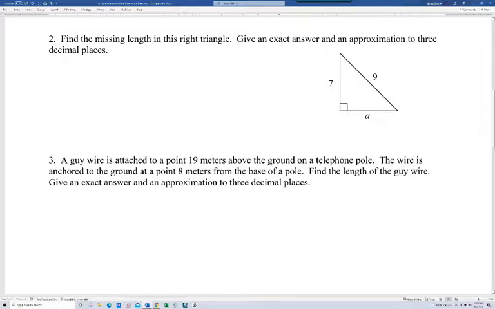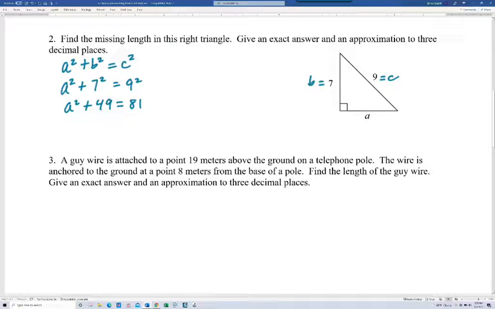All right, let's move on to number 2. It says find the missing length in this right triangle, give an exact answer and an approximation to 3 decimal places. So here we need to find A, which is one of our legs. So I'm going to go ahead and, again, I'll write down Pythagorean theorem. C is 9. Remember, the longest side is our hypotenuse, and so that means the 7 would be B. So let's plug our numbers in. We get a squared plus 7 squared equals 9 squared. Let's square the 7 and the 9. We get a squared plus 49 equals 81.